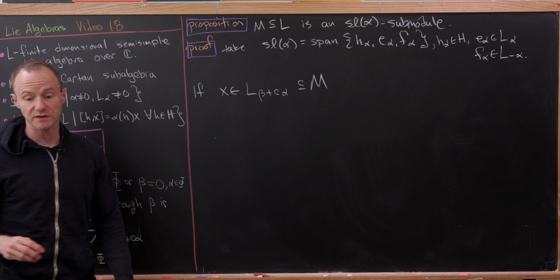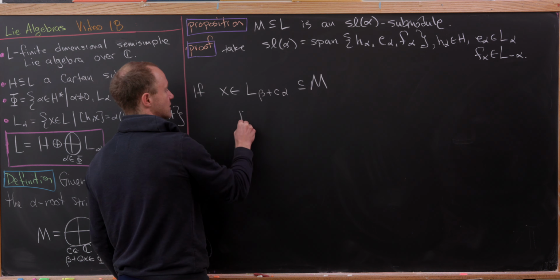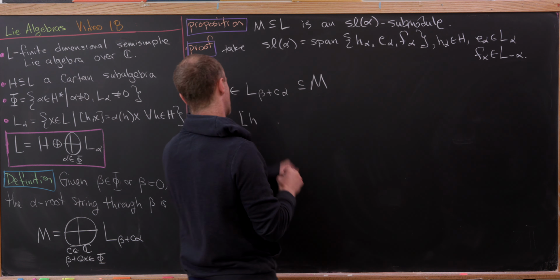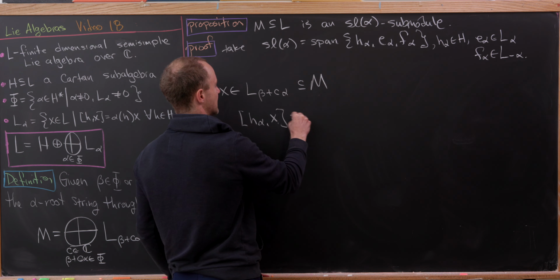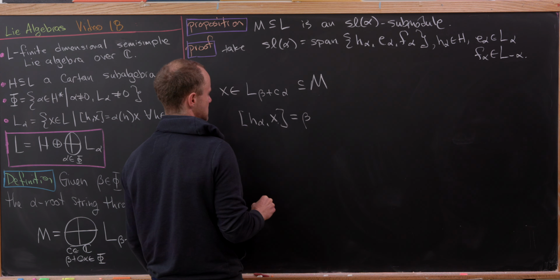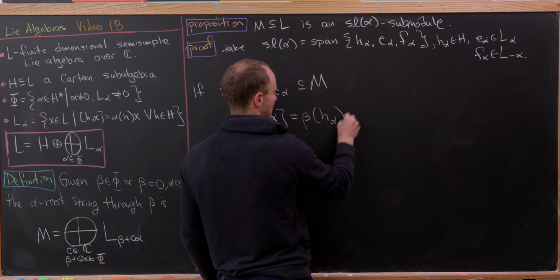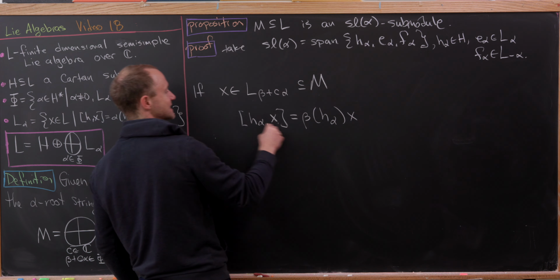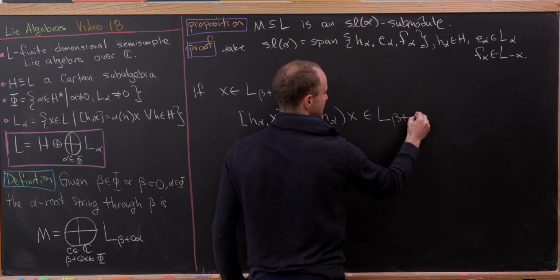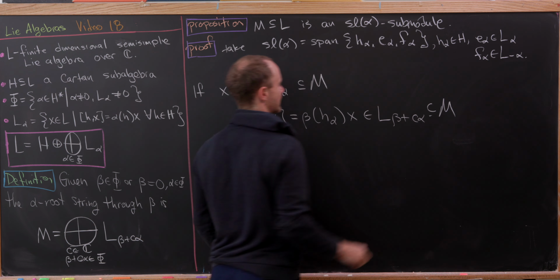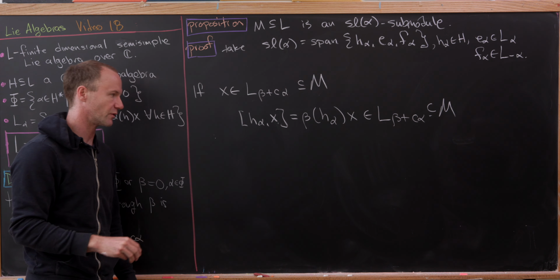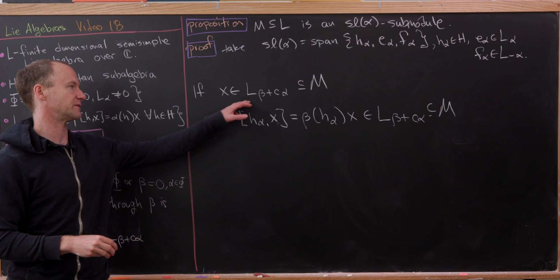Okay, so now let's do the calculation. Let's notice that if we do H with X, I guess I should be doing H alpha with X, then what are we going to get here? Well, we're going to get beta evaluated at this H alpha times X, but notice that that's in this same space, this L beta plus c alpha, which is one of the components of M. That's just based off of how elements of the Cartan subalgebra will interact with things from these root spaces.